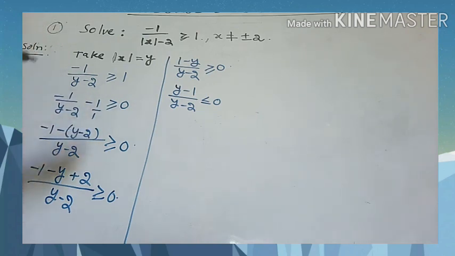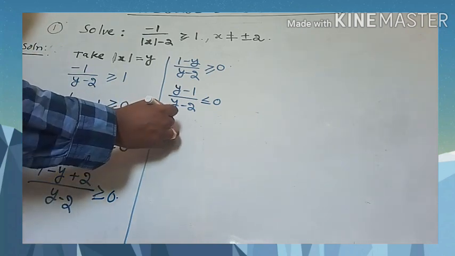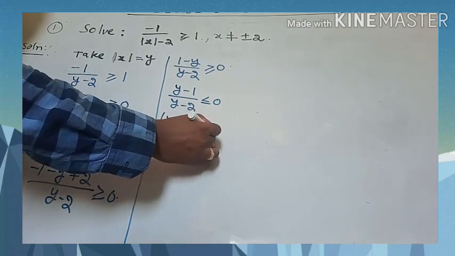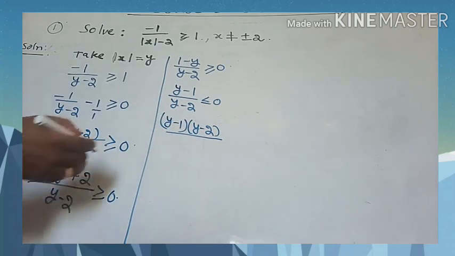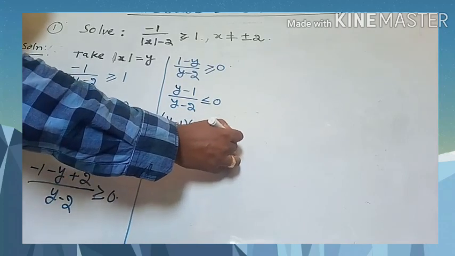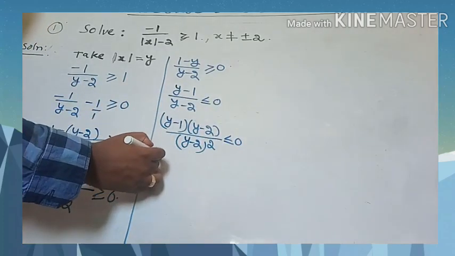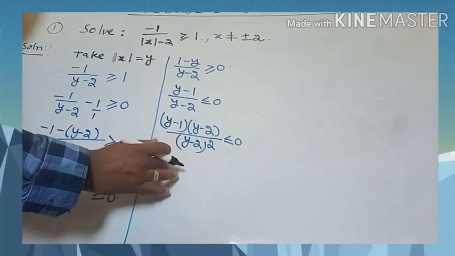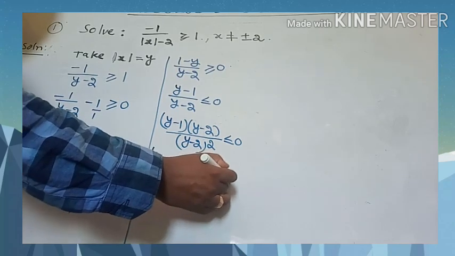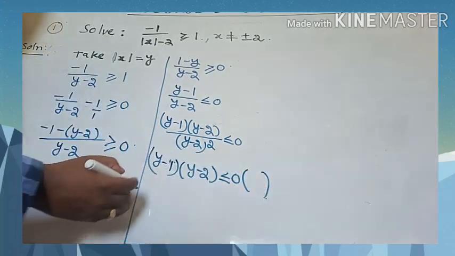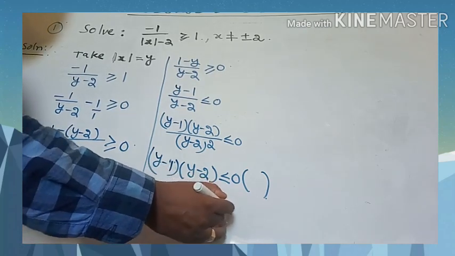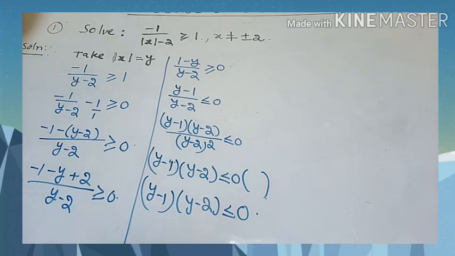Now we have y minus 1 by y minus 2 less than or equal to 0. We multiply and divide by y minus 2. This is a problem of the method of intervals. Now we get y minus 1 into y minus 2 less than or equal to 0, since y minus 2 whole square is less than or equal to 0 and 0 into anything becomes 0.